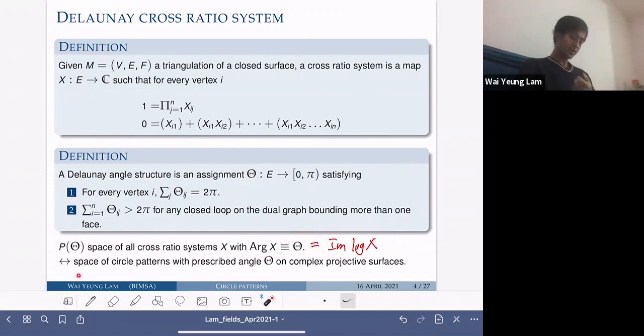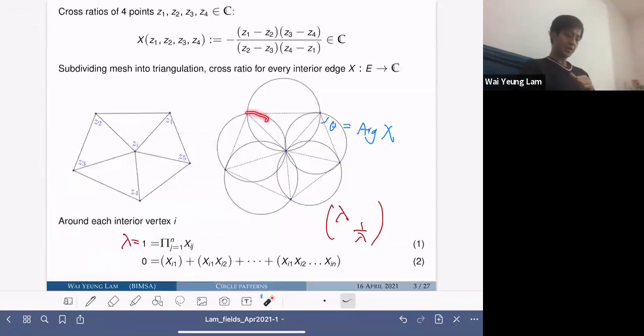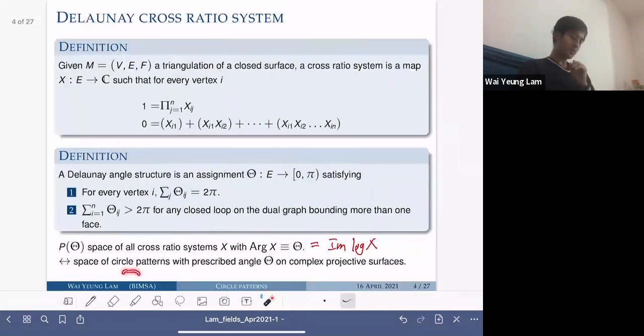Another way to say this is that these are the space of circle patterns with prescribed angle theta on compact projective surfaces. The reason you have this CP1 structure is the following: each disk is your chart. If you know the cross ratio for this edge, then you know how these two disks are glued, in particular by a Möbius transformation. So if you know these cross ratios and it's Delaunay, then you get the charts, and that gives you a CP1 structure. So this is P theta, and you have everything.